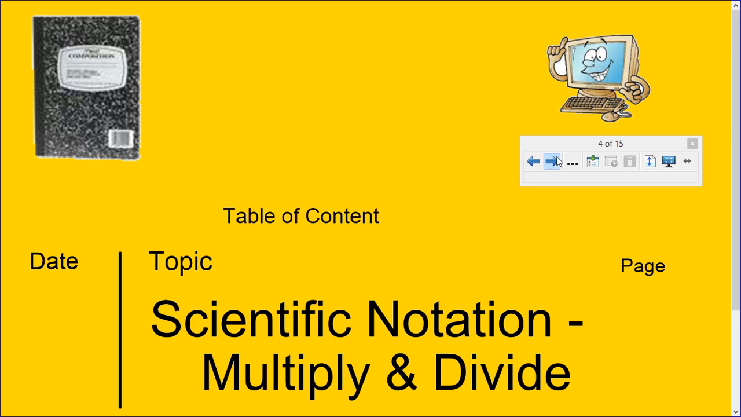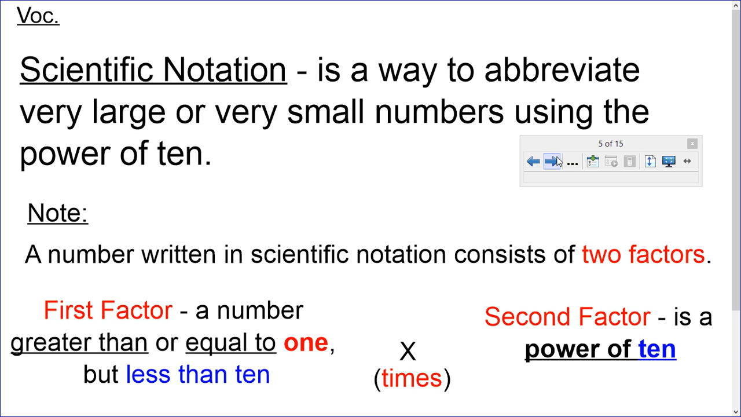So let's go over some vocabulary real quick. Scientific notation we got from our other video. It's a way to abbreviate very large or very small numbers using the power of 10. Note, a number written in scientific notation consists of two factors. The first factor is a number greater than or equal to 1, but less than 10. And this is going to be multiplied by a second factor, which is the power of 10.